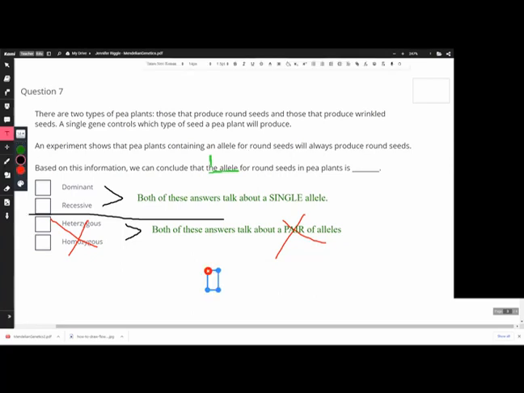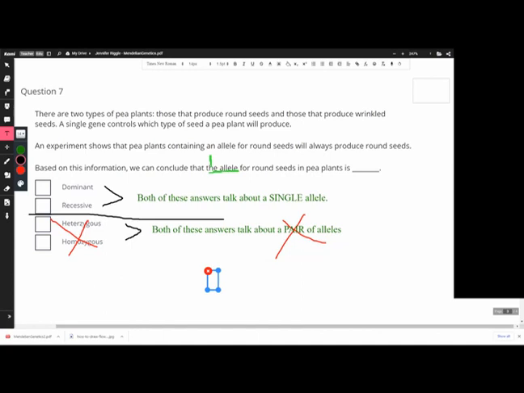So we are looking for the type of allele that will mask the other one, the one that always wins. So the round allele will always be seen when it is present.